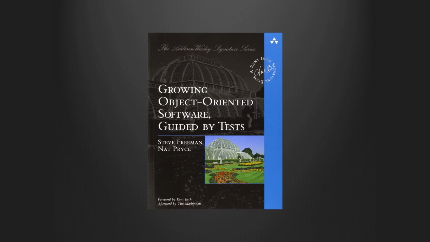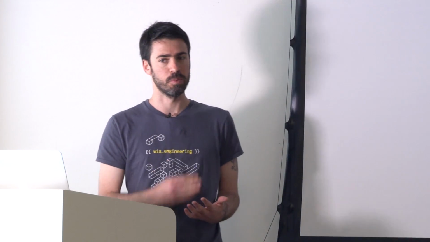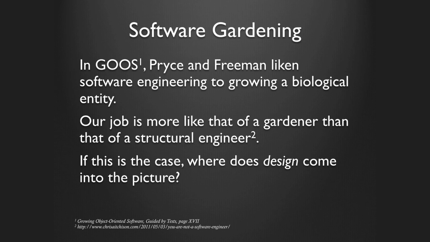So let's try another approach. Growing Object-Oriented Software Guided by Tests is a book that at Wix Backend Engineering we consider to be somewhat of a Bible. And we hand a hard copy of this book to each new recruit, and we ask them to read the book and hopefully to implement the software project that it describes. And in Goose, Ned Price and Steve Freeman liken software engineering to gardening.